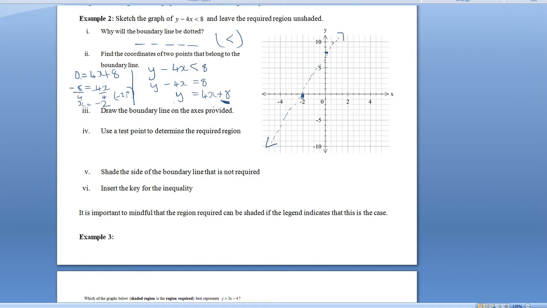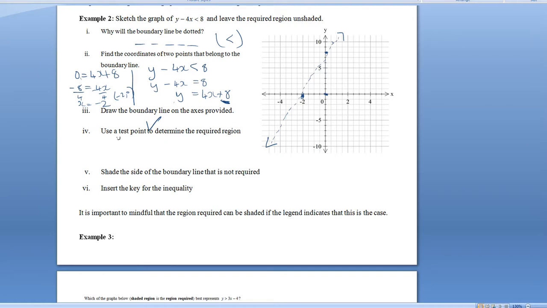Okay, so there's my boundary line. So we've done that. Now let's use a test point to determine the region required. Because the line doesn't go through the origin, 0, 0, I'm all good to use that. Remember, if the line does go through 0, 0, use a different test point. I tend to use a point with a 1 in it, or -1, or something like that. Just an easy coordinate point to work with. So I'm going to use 0, 0.